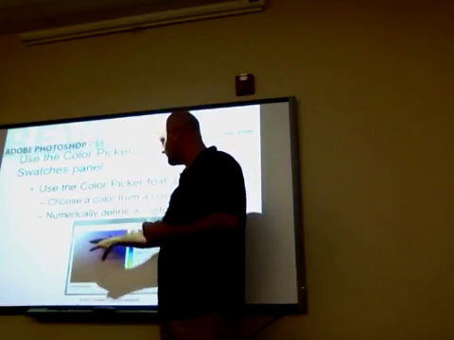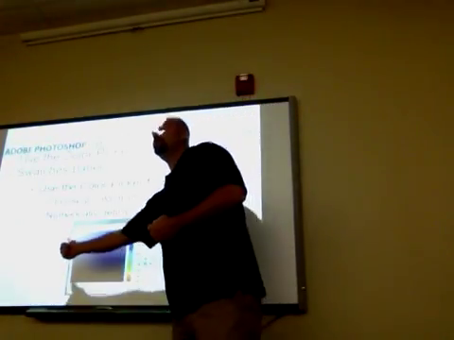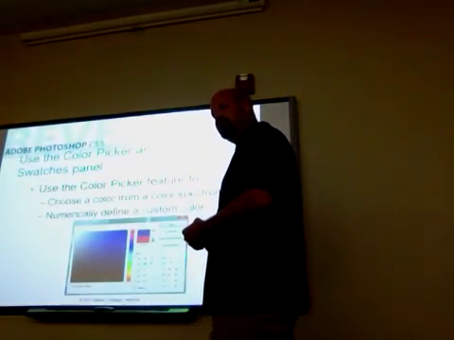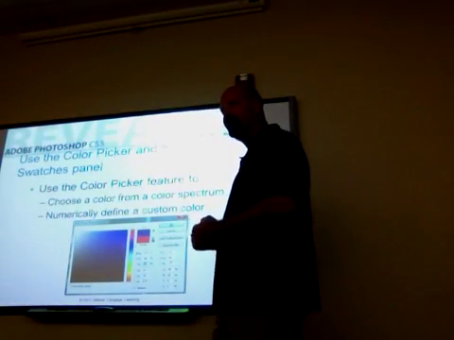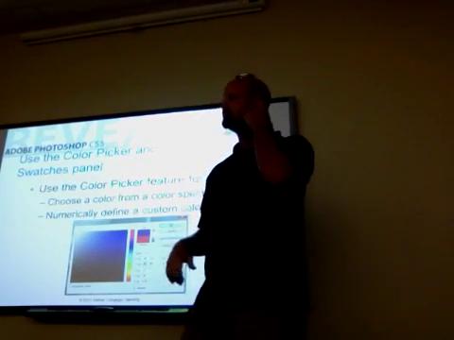That's why this thing is shaped and colored the way it is. The more intense my color is, the farther to the right. The brighter my color is, the farther to the top. Does that make sense?